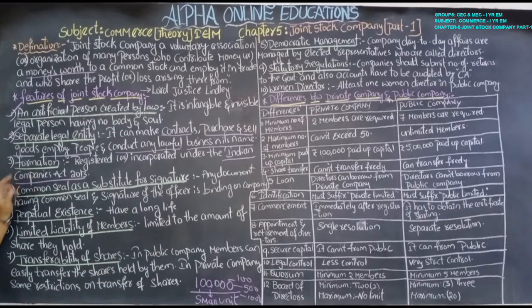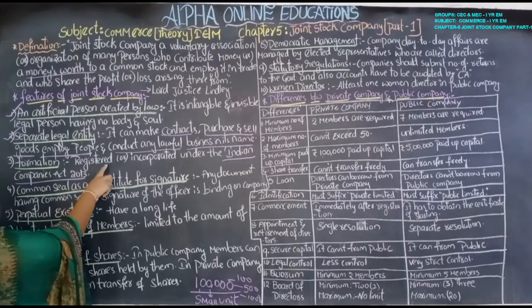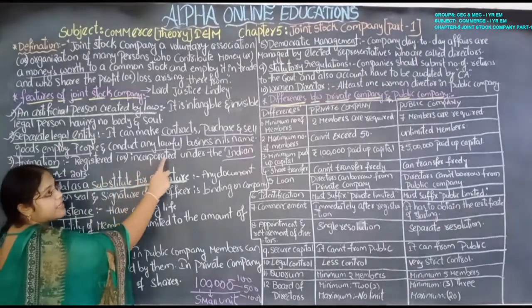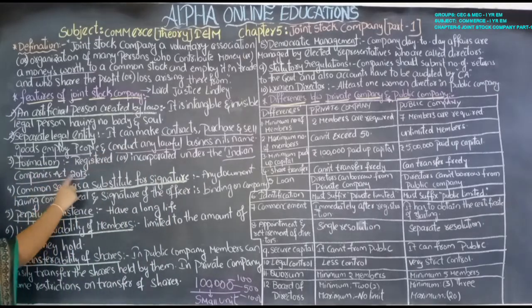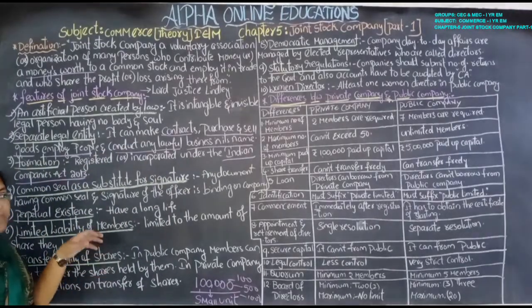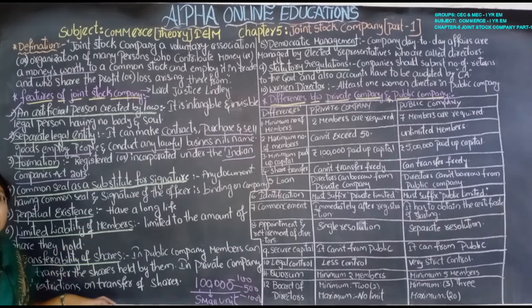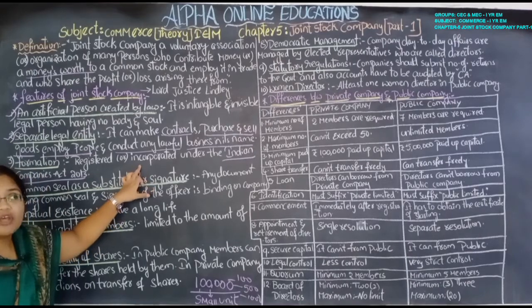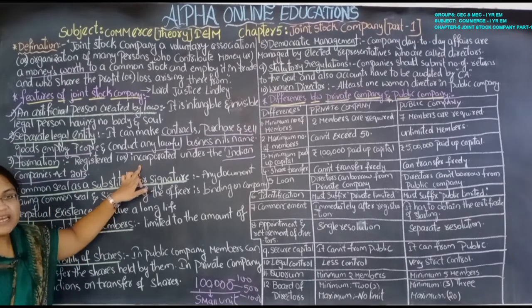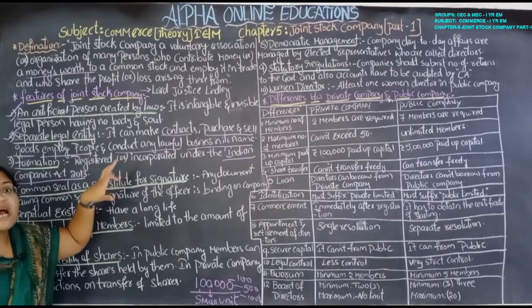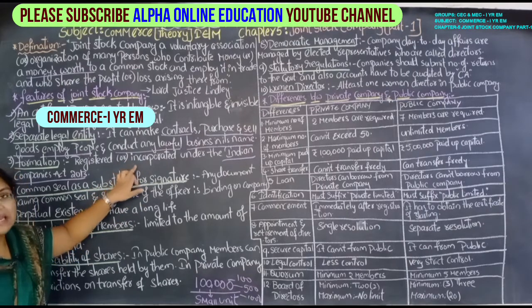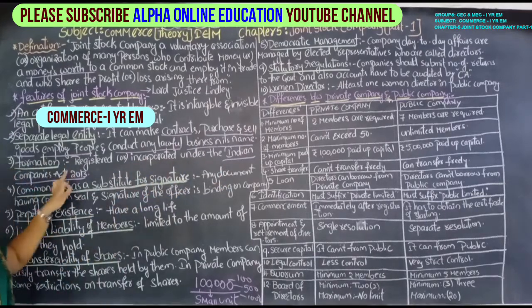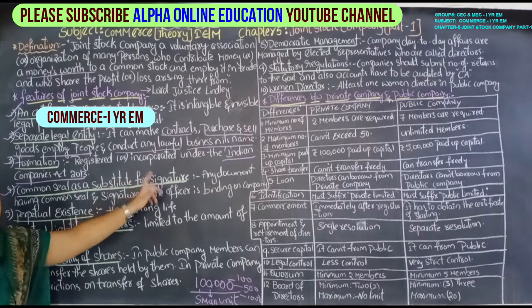Next, formation. So in order to start the company, it should have to be registered or incorporated under the Indian Companies Act 2013. So any company that wants to start their business, they have to first register or incorporate. What is the meaning of incorporated? Legally valid, legally getting a validity in the eyes of law. Okay, legally valid under the Indian Companies Act 2013. Next, formation is easy. Next, common seal as a substitute for the signature.